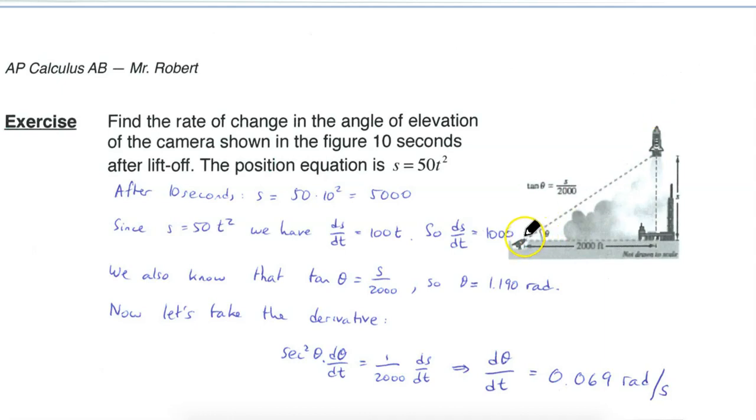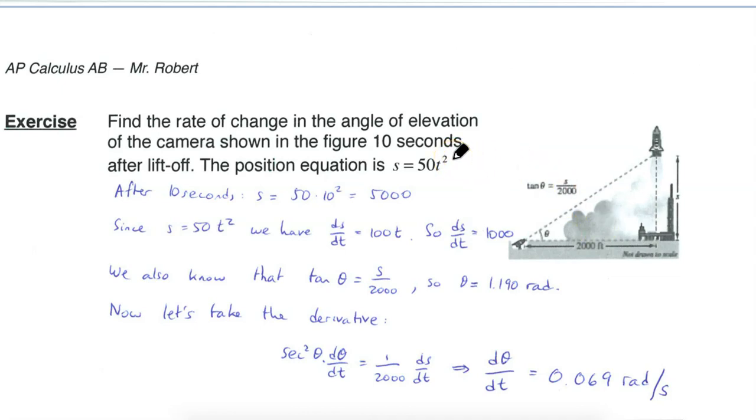Here's the camera down here. 10 seconds after liftoff, the position equation is s equals 50t squared. So there's a shuttle here that starts on the ground, and it goes up, and the position after 1 second you could calculate by plugging t equals 1, and you would find that s is 50. It looks like the units are not specified here, but we can see here that it's 2000 feet, so the units of distance are feet.